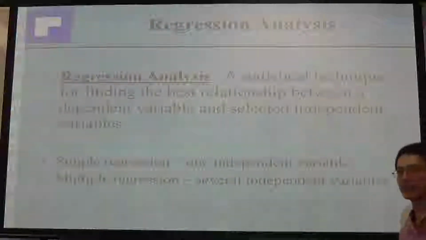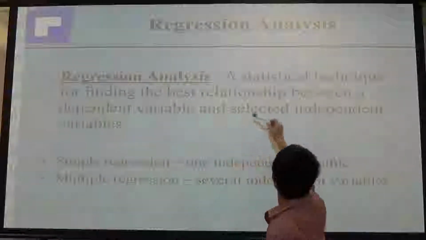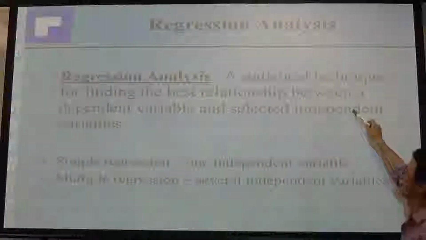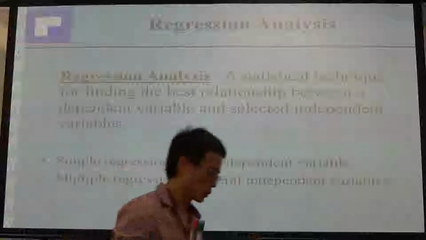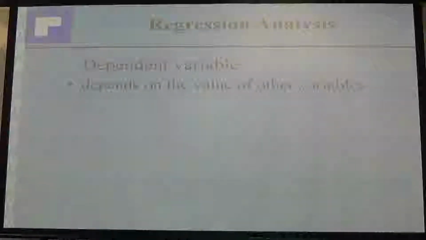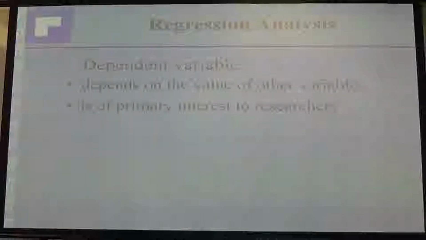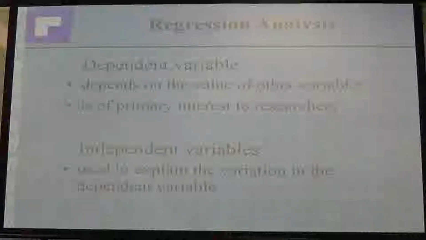Okay, what is regression analysis? It's a statistical technique for finding the best relationship between the dependent variable and the selected independent variables. So we have a dependent variable, A depending on B, and the independent variables explain the dependent variable. We could have simple regression, that's only one independent variable, or multiple regression, several independent variables. The dependent variable depends on the value of other variables, as the name suggests. Independent variables, we use them to explain variations in the dependent variable.